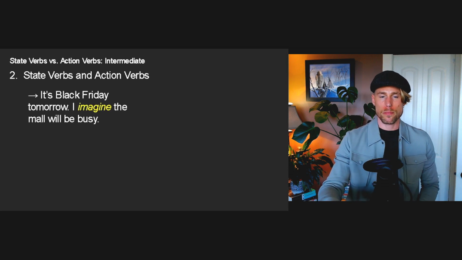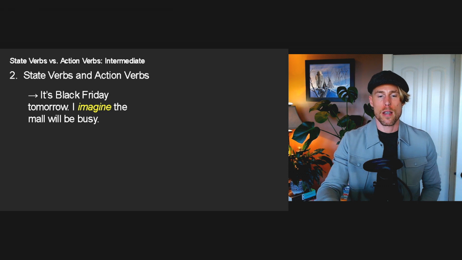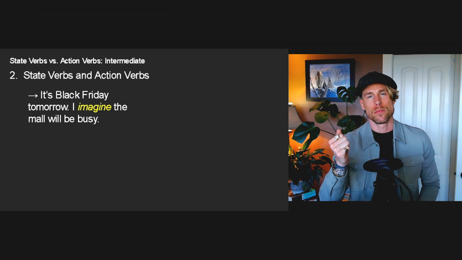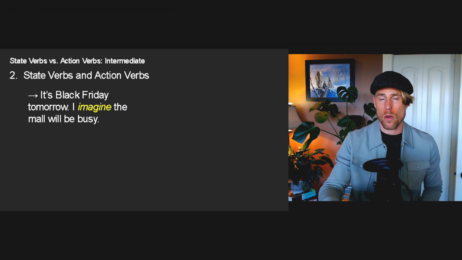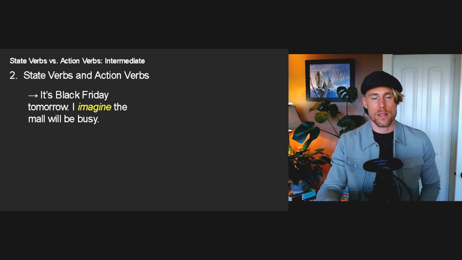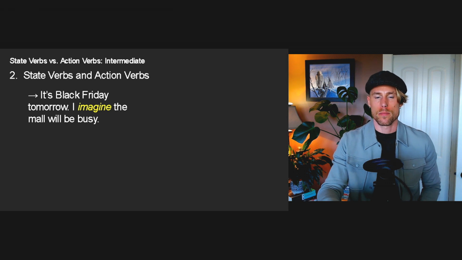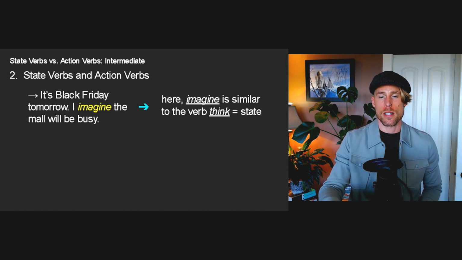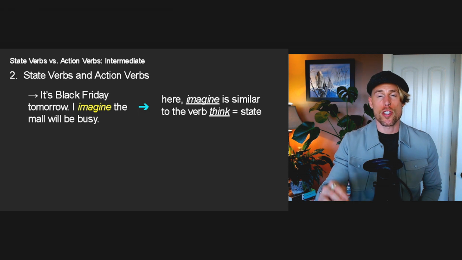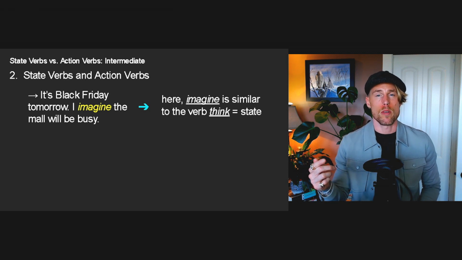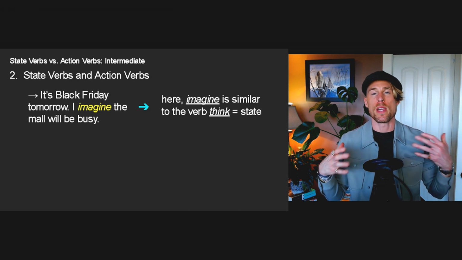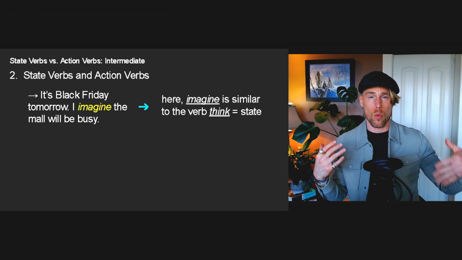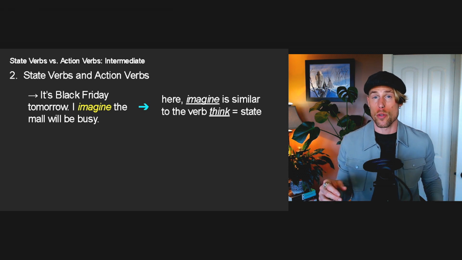Okay, another example. It's Black Friday tomorrow. I imagine the mall will be busy. What do you think? Is this a state or an action? Can you guess? I imagine the mall will be busy. In this example, imagine is similar to the verb think. So this is a state. I think the mall will be busy. This is your opinion about the future, what you believe will be true.